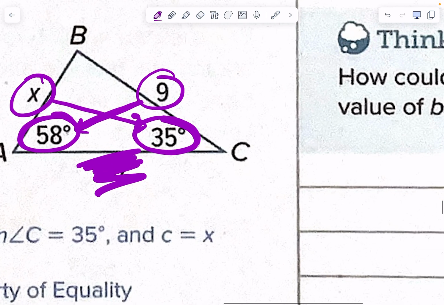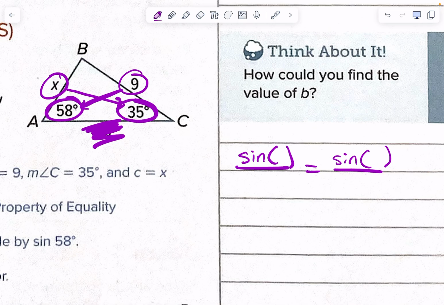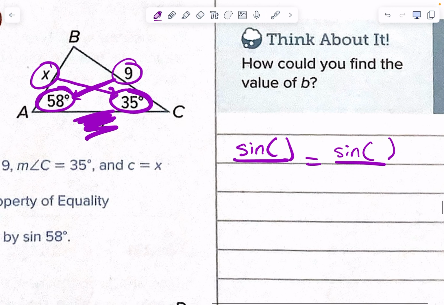Okay? All right, here is the formula. I'm going to write it off to the side over here. It is sine of something over something equals sine of something over something. All right, so let's pick an angle. Sine of what? What would you like to do first? Sine of 35 over what? X, because x and 35 go together. They're matched up, okay? Equals sine of 58 over 9.